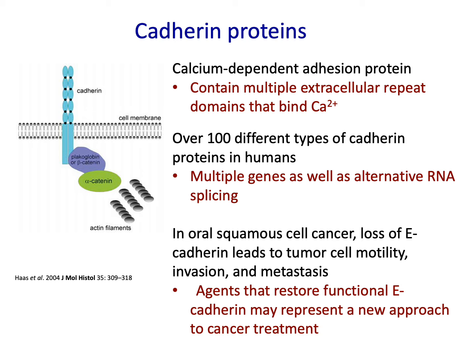Loss of epithelial cadherins can play a role in oral squamous cell cancer, as those cells then become less able to adhere to their neighboring cells. Without that epithelial cadherin, they're more likely to break off, and this leads to invasion and metastasis of the cancer. And for this reason, researchers are looking into agents that restore functional cadherin as a way to treat these types of cancer.